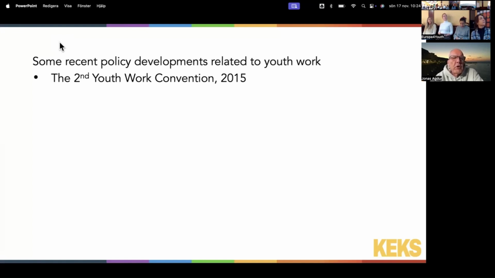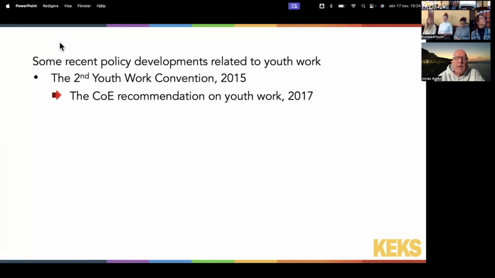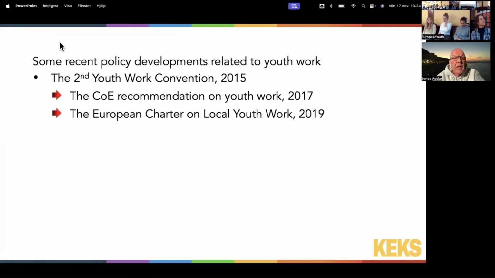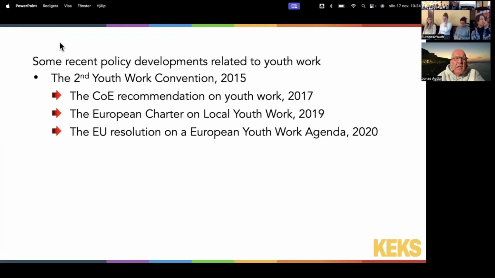However, 500 persons, 3 days in Brussels, you don't end up with a common ground for youth work, but there were some common ideas and wishes on how to create such a common ground. So what we asked for during this convention was a Council of Europe recommendation on youth work that actually came in 2017, a European Charter on Local Youth Work that actually came in 2019, and an EU resolution on a European Youth Work Agenda that came in 2020.